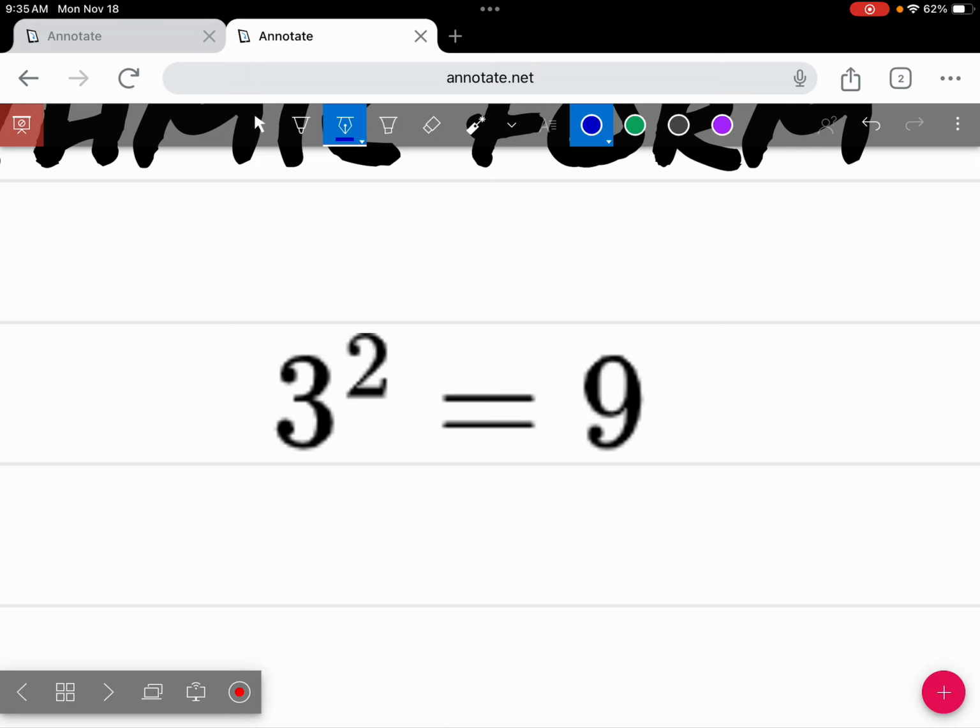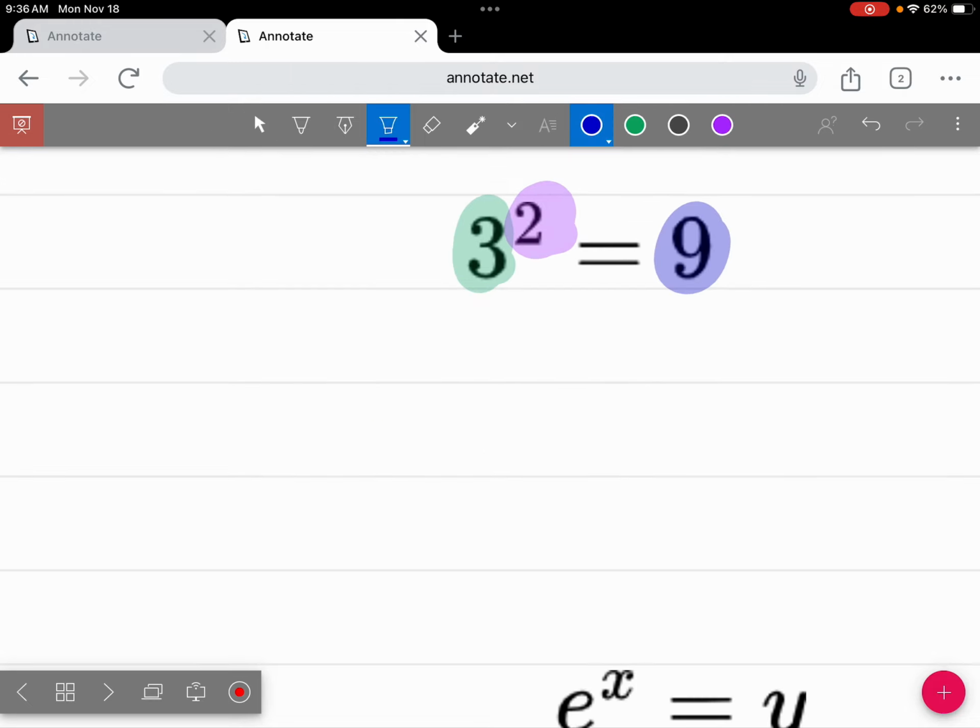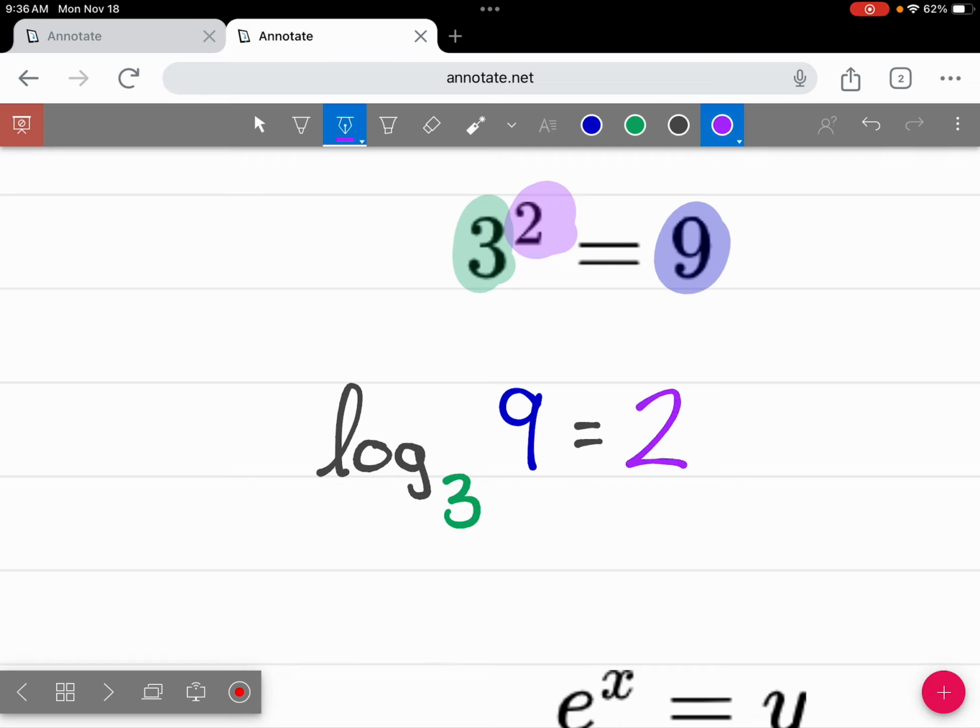Same thing on the next one. What's our base? This one over here. 3. What's our power? Squared, power of 2. And our argument? 9. So we're going to have our log base 3 of 9 equals 2. Okay.